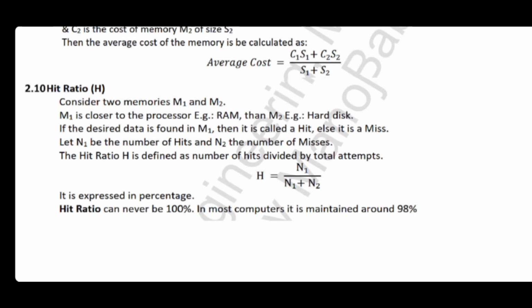It is expressed in percentage. Hit ratio can never be 100%. In most computers, it is maintained around 98%. N1 is hit and N2 is miss. If a processor requests any data and the data is present in the memory, then that is a hit. If the data is not present in the memory, then that is a miss. Hit ratio H equals N1 by N1 plus N2, that is number of hits by total attempts.